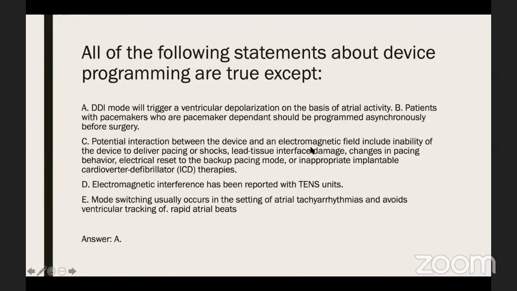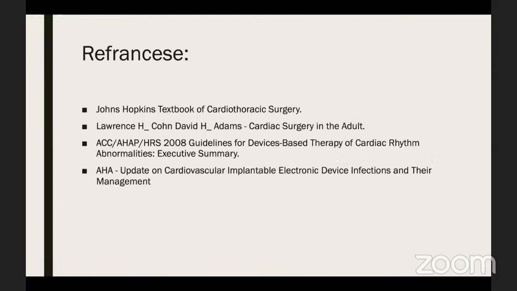So the answer is A, the DDI mode will trigger the ventricular depolarization. No, the DDI will inhibit the ventricular depolarization. So thank you. And this is my references. Any questions?